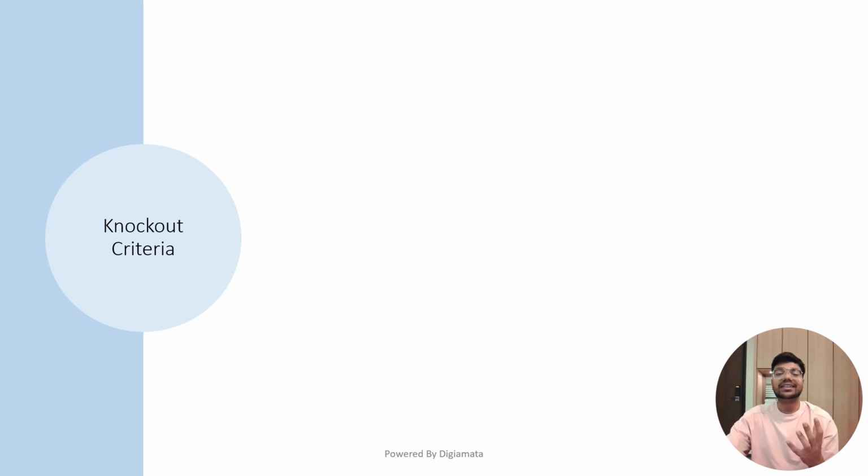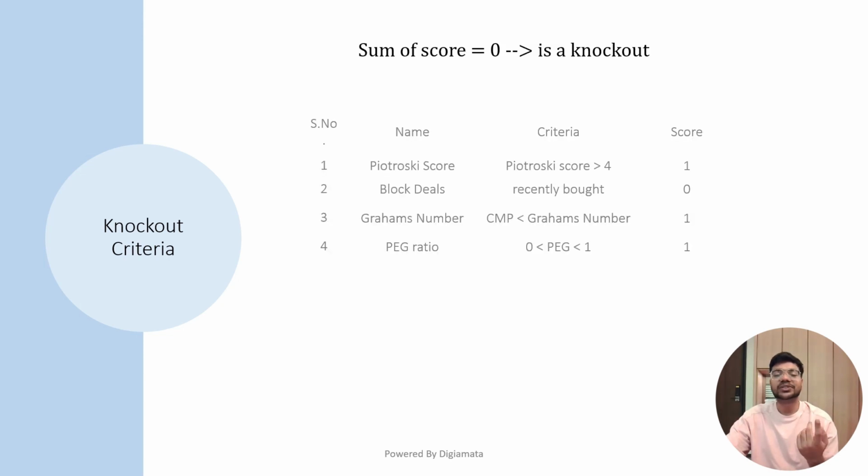With so many criteria and so many parameters, it becomes so much difficult, right? And you can't really apply whatever you have learned till now. All the parameters you cannot apply to analyze all the companies because it is going to take so much of your time. And that's why we have started this lecture, to understand and to filter out the companies in an easier way. So the strategy which we are following here would be your knockout and elimination strategy. So for the knockout, we have decided 4 of the parameters, and the parameters are your Piotroski's score, your block deals, your Graham's number, and your PEG ratio.